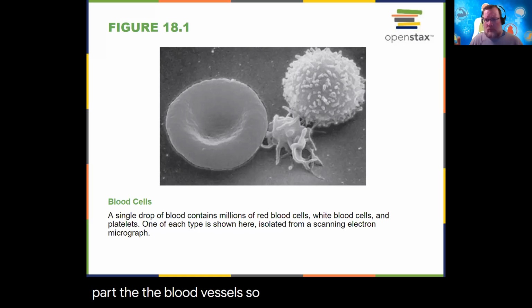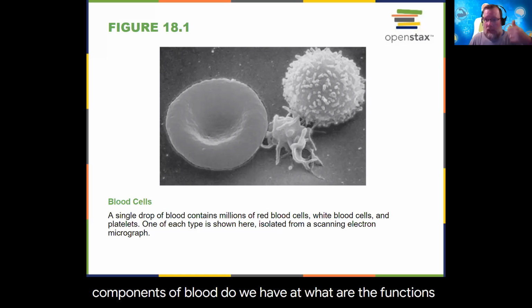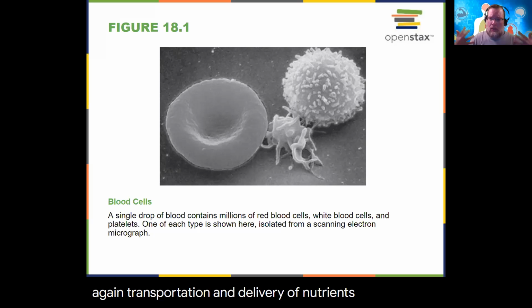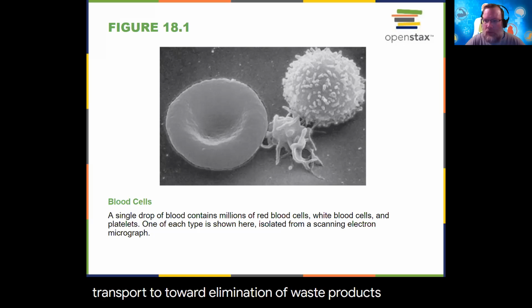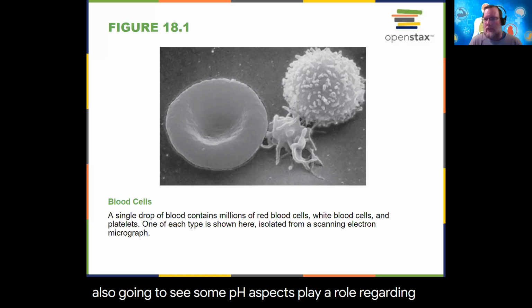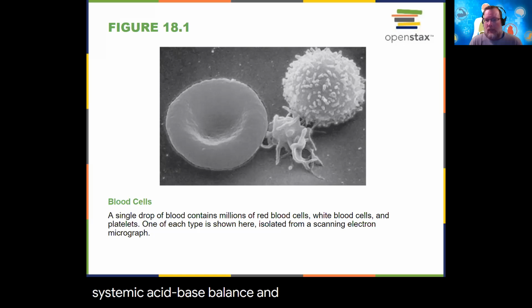And blood pressure a little bit, and so anyway, primarily, again, we're looking at the components of blood and kind of why do we have it? What are the functions? Again, transportation and delivery of nutrients, transport toward elimination of waste products. We're also going to see some pH aspects play a role regarding systemic acid-base balance, and how well the blood is able to flow and transport wastes such as carbon dioxide, primarily carbon dioxide, as a waste gas.